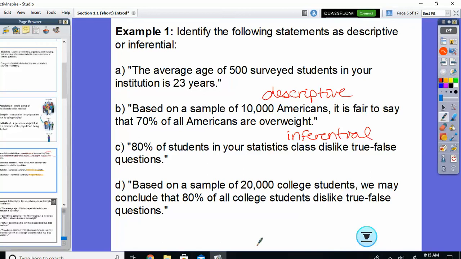80% of students in your statistics class dislike true-false questions. Descriptive. I didn't make any guess. I'm just telling you what I found. Is that true? Do you guys hate true-false? I always hated true-false. I always second-guessed. You got 50% chance. Hey, but you're just using statistics every day. Okay, based on a sample of 20,000 college students, we may conclude that 80% of all college students dislike true-false questions. Inferential. We're making a guess about everybody, but we didn't talk to everybody.